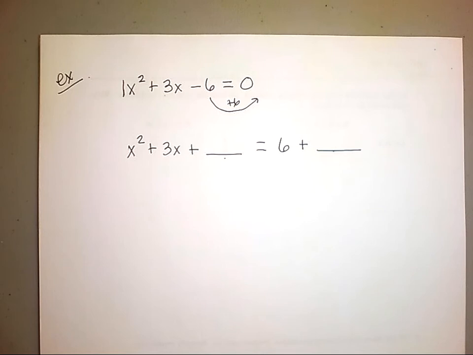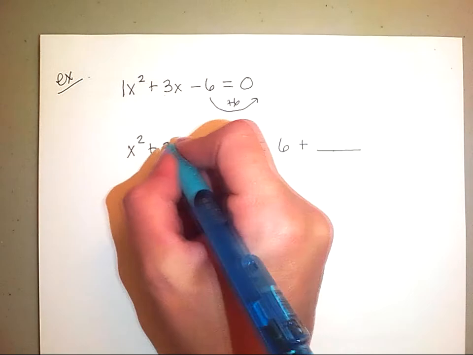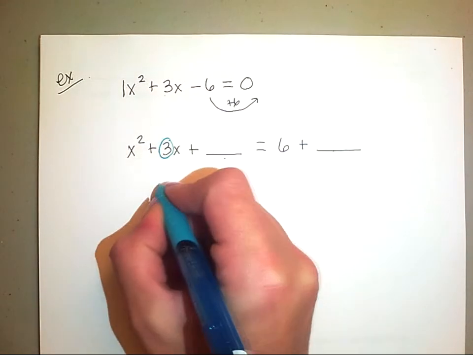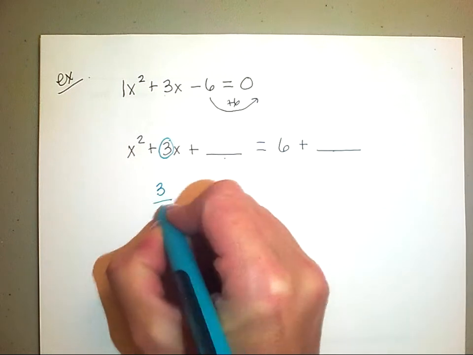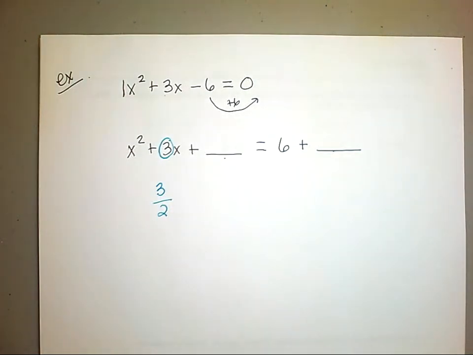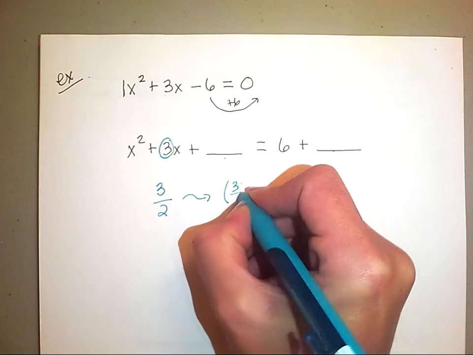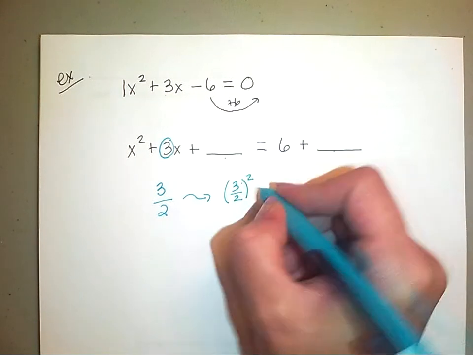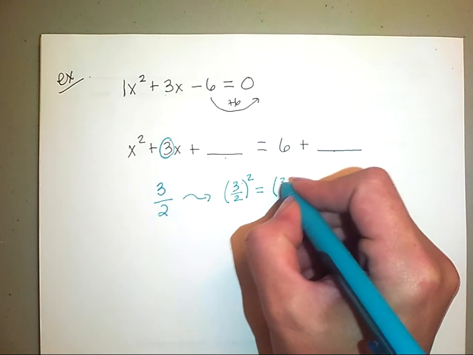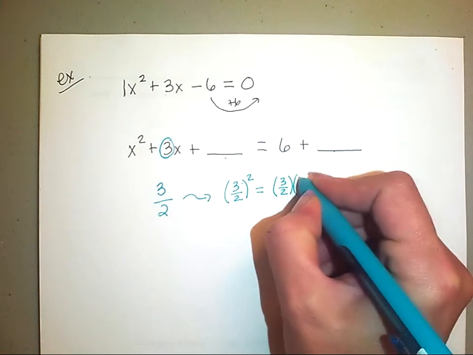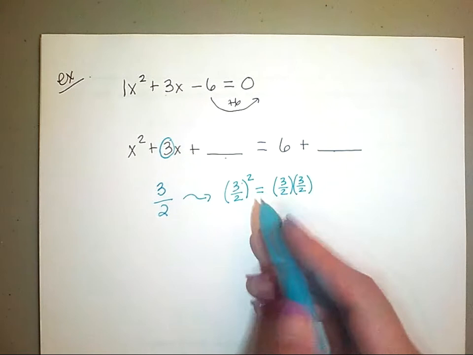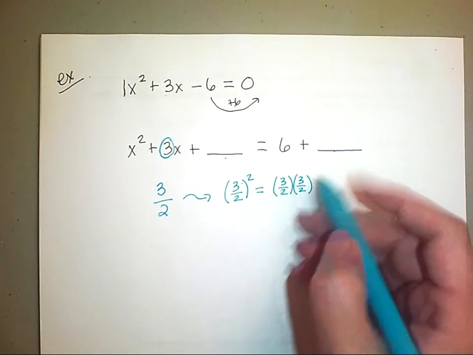Okay. Now, we need to take the coefficient on x, which is 3, and we divide that by 2. And that's it. 3 divided by 2 is 3 halves. Right? So we'll leave it like that. Now, 3 halves is what needs to be squared. 3 halves squared means this. And up top we'll get 9 over 4.